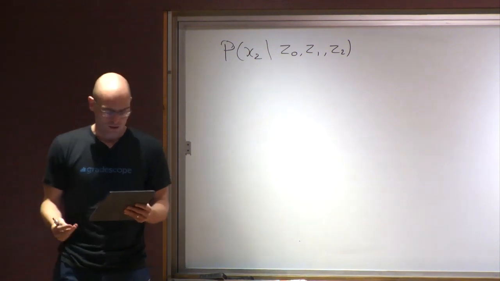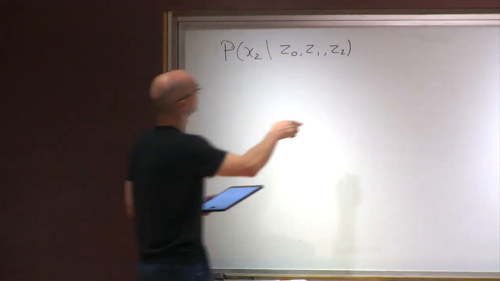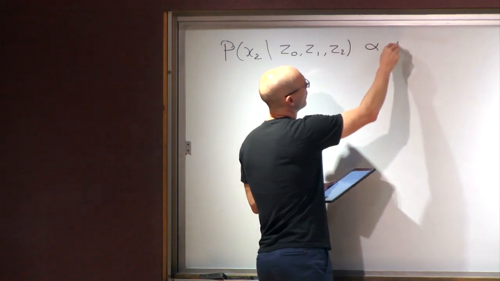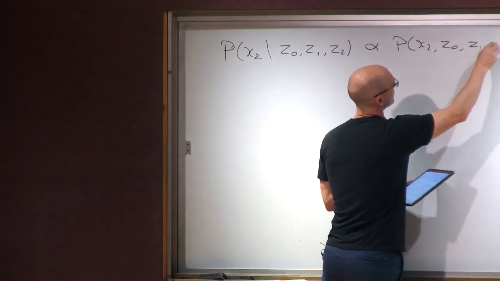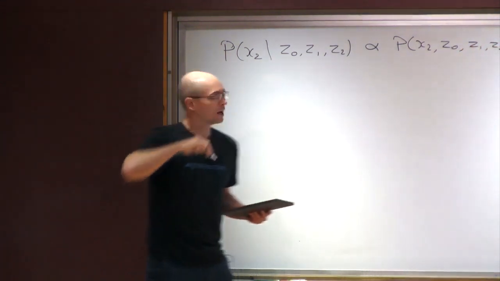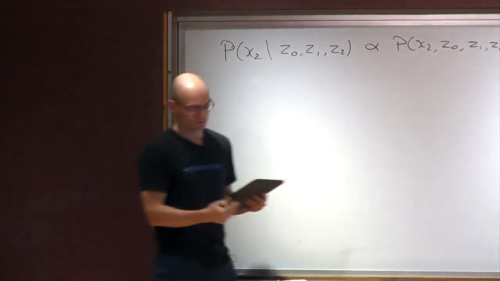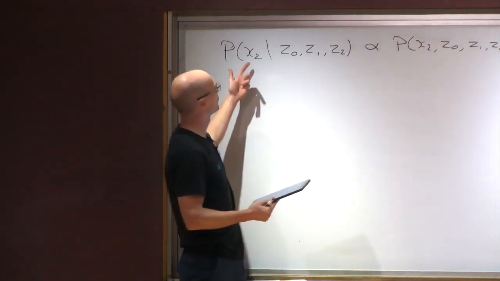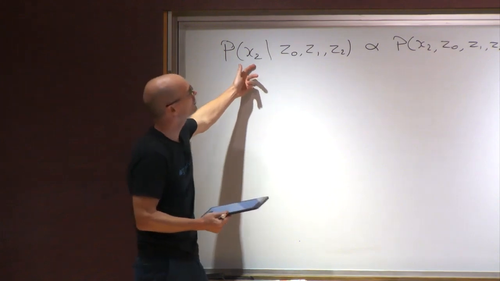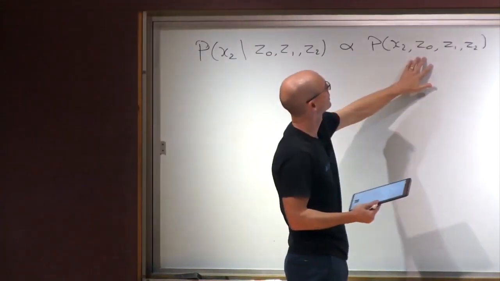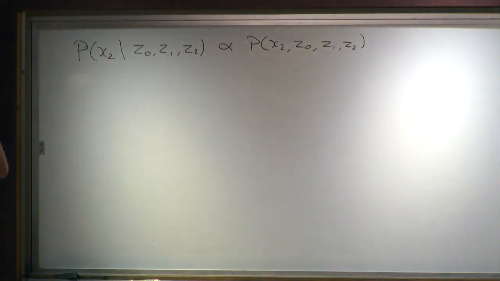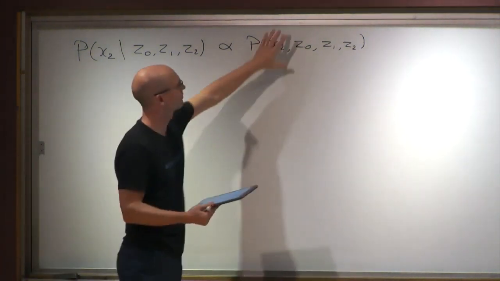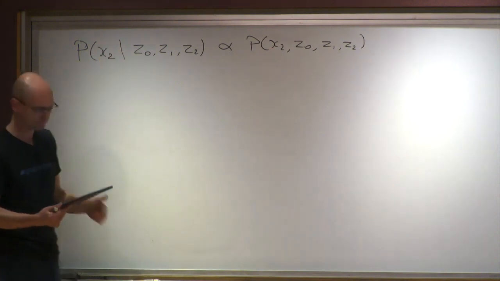Now, one thing we know is that this is proportional to the joint distribution over x2 and the observations z0, z1, z2. Again, what does this sign mean? The proportional sign means that we're looking at a distribution over x2. We can evaluate this quantity for all values of x2. Once we have all the numbers for every possible value of x2, we can sum those together, divide by that sum, and that will normalize it, make it sum to 1, and get the actual conditional.